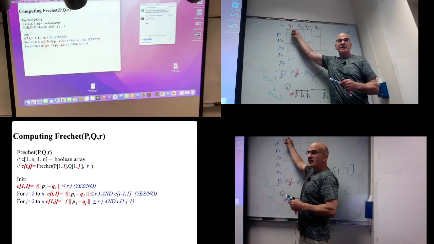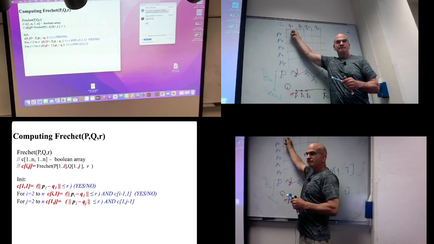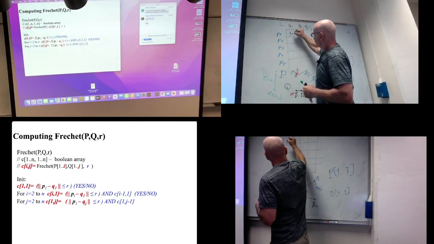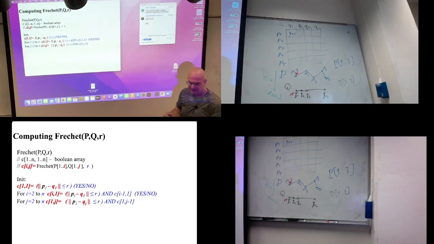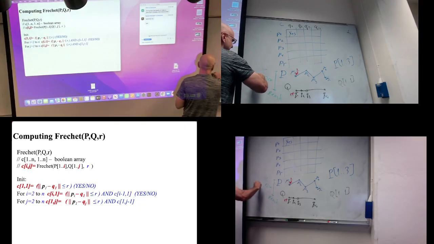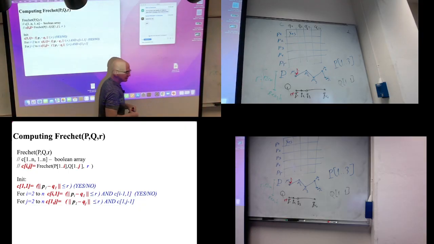So what should I write in C11? Yes, there is yes. Yes, they can stand there and the person can hold the dog by the leash. The distance between them is not more than the target length of the leash. R right here, this leash length is R, and we are checking this length against R. Yes, on Zoom, does it make sense?